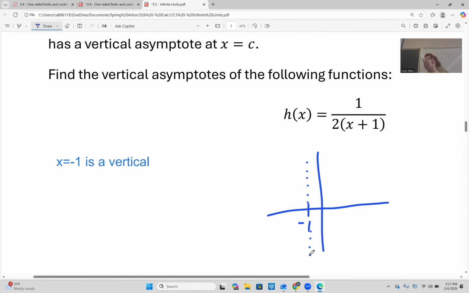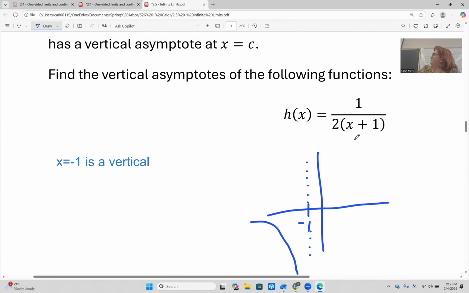The whole thing will be negative, because -1.1 plus 1 is still negative. And I have a positive divided by a negative, so it'd be negative, meaning our function does something like that.